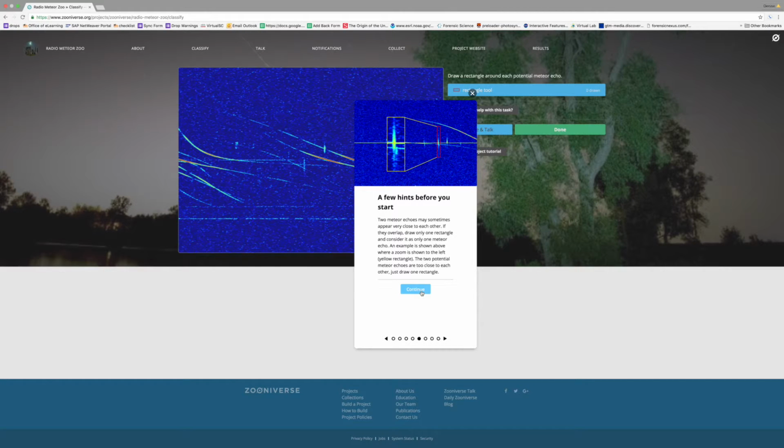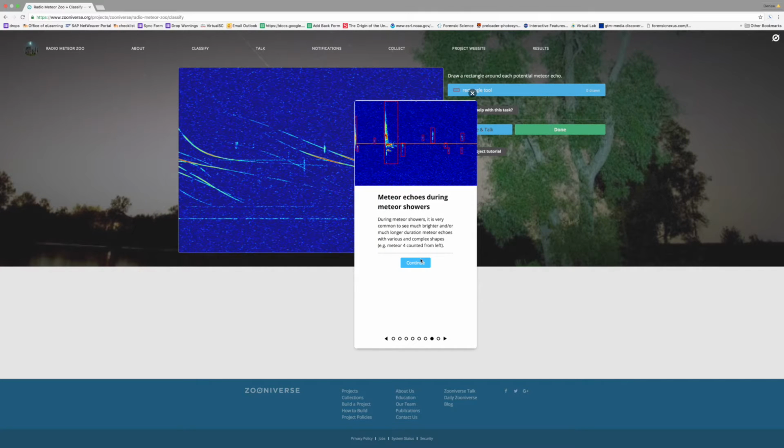Also, you're going to have sometimes 2 that are really close side by side. You only have to draw the rectangular box around one of those meteors. Also, be careful not to miss the meteor echoes appearing on the edge of the image. Some of them are on the far edge, so be sure you're looking at all parts of the picture.